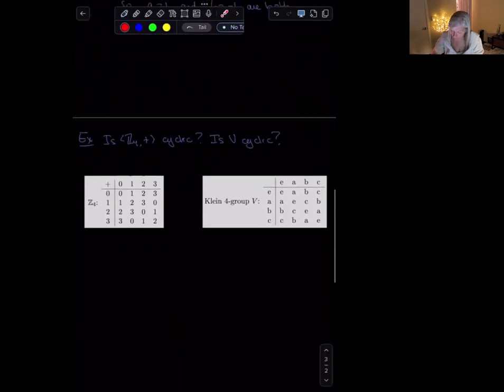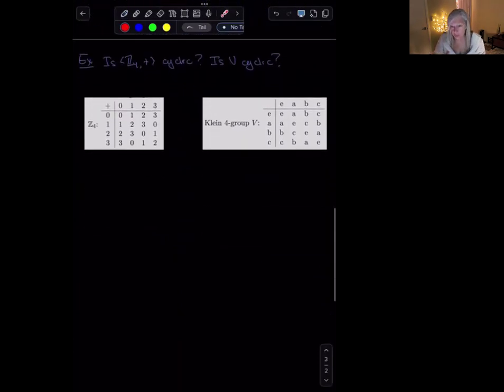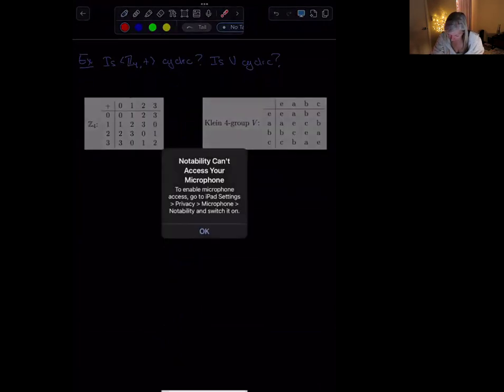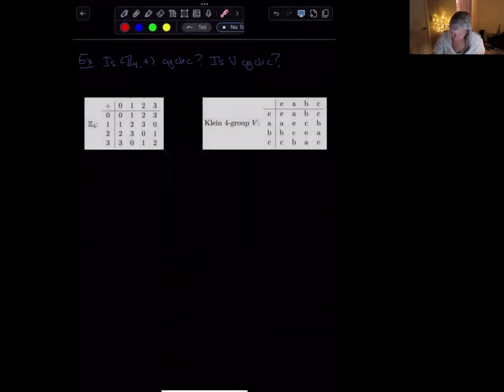What about these? We know these groups. These are the two 4-element groups. Let's try to decide if either of these are cyclic, and if they are, what's the generator? So, if I look at this group, 0 isn't a generator, because if I add 0 to 0 to 0, I just keep getting 0.